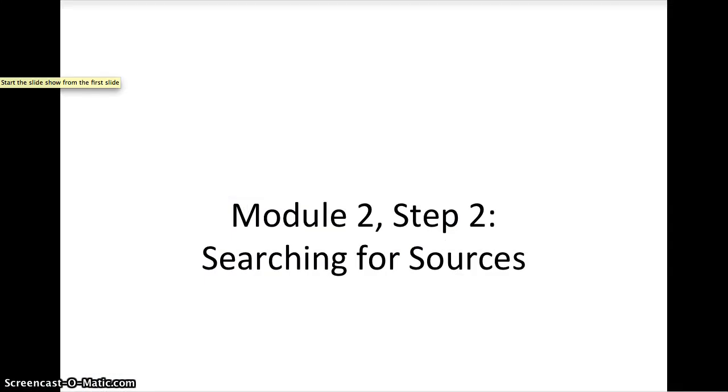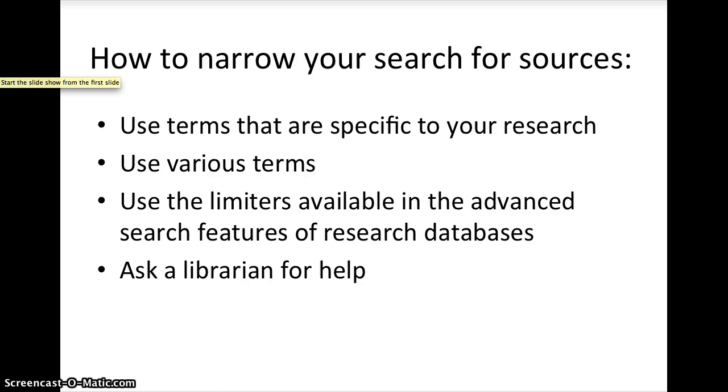Let's move now to Module 2, Step 2, in which we'll practice searching for sources through the library website. When you search for sources, you'll want to narrow your search down as much as possible so you aren't faced with thousands of results. There are a few ways to do this. First, use terms that are specific to your research. Also, use various terms. Sometimes you'll have to try a search several times with different terms to get the results you're satisfied with. And finally, use the limiters available in the advanced search features of research databases. These will help you narrow down your results.